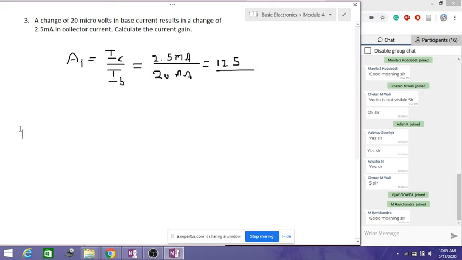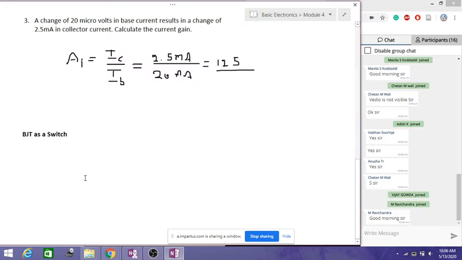The next topic which we're going to talk about is the BJT as a switch. BJT or a transistor can be used as an amplifier, or it can also be used as a switch. As I told in the last session, the BJT works in three regions: the active region, saturation region and cutoff region.